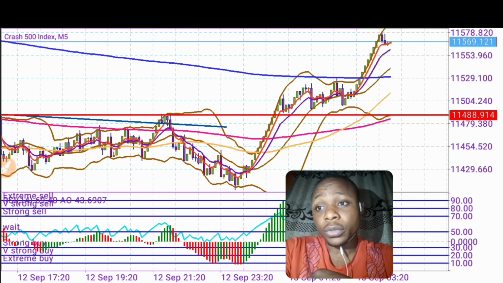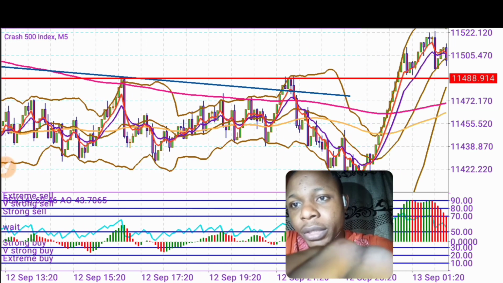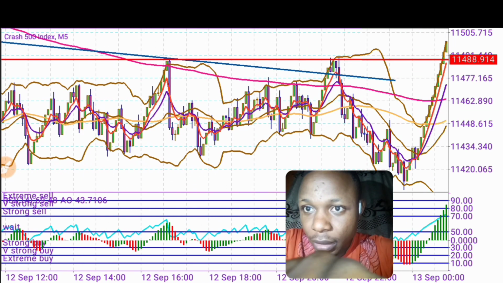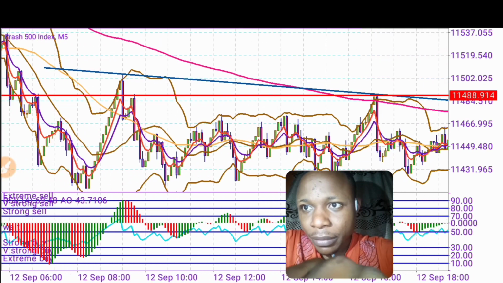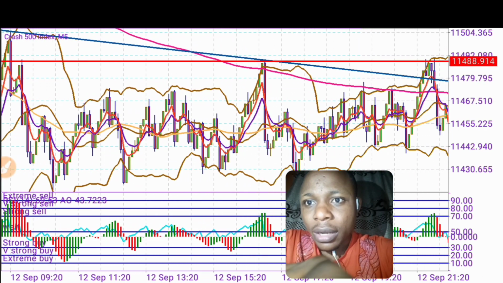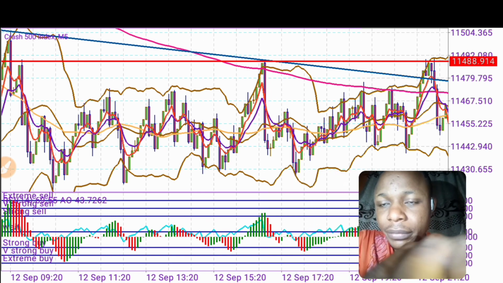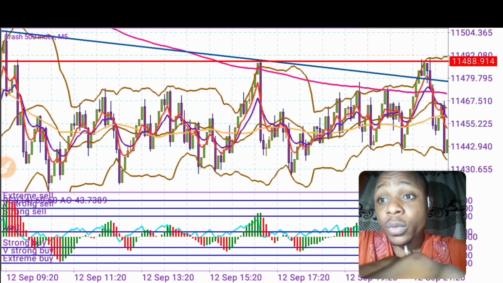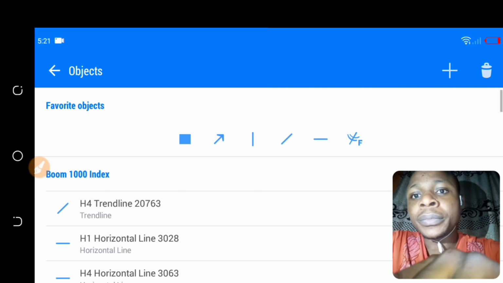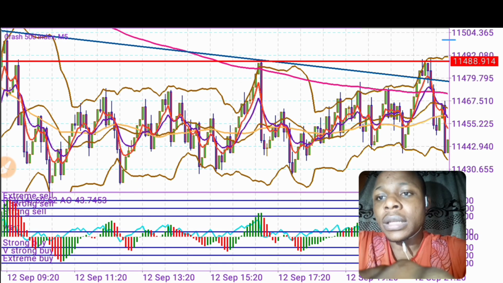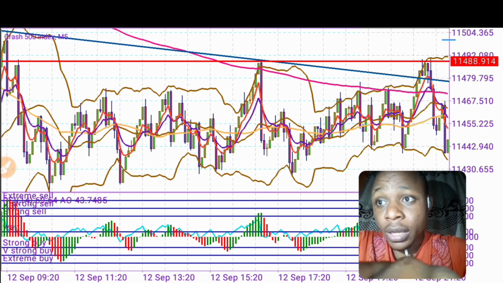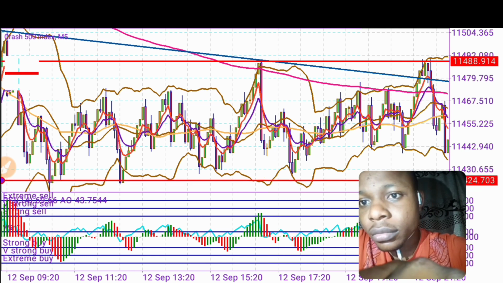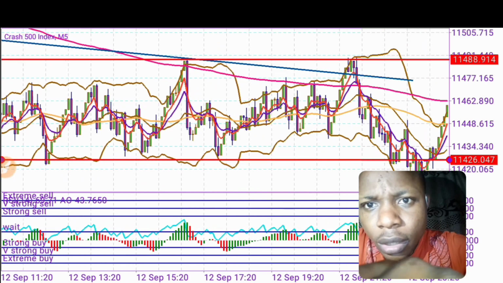Now these are what you're going to do when 5 minutes or 15 minutes is ranging. For example, let's see this throughout yesterday. On 5 minutes, crash 500 was ranging, it was swinging. Now, do you remember the swing trading principle I taught you? Draw the higher highs and the higher lows first. I've drawn the higher high before, so here is the lower low.